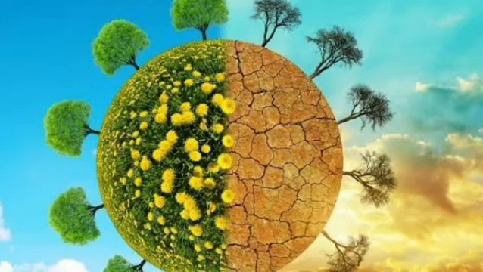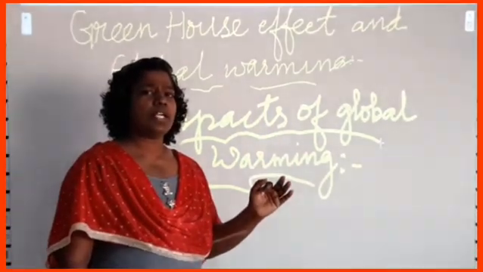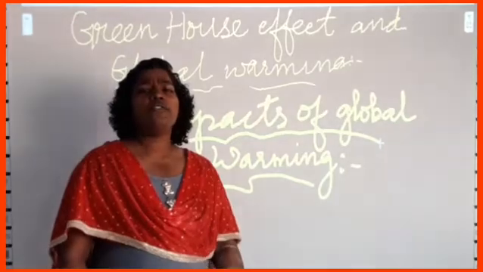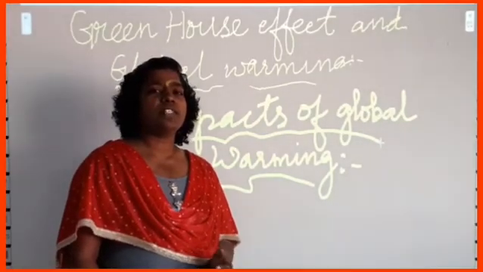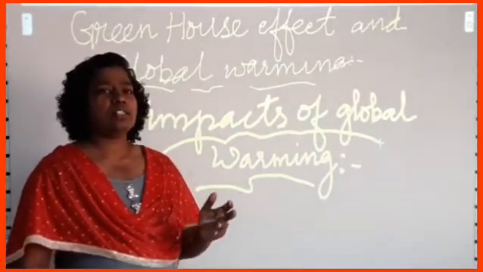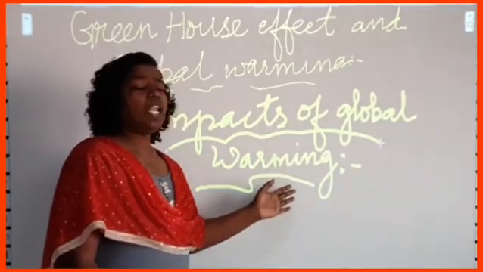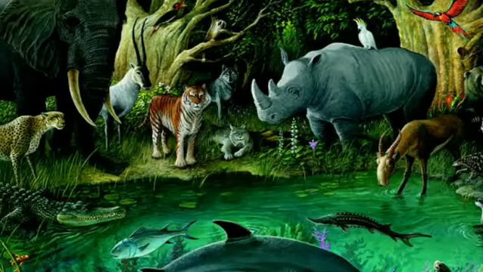And the second impact, what is the second impact? Climate change will create disruptions in the weather pattern. It may cause disturbances in the weather pattern. What is the weather pattern? We have different seasons. What are the different seasons? Summer, winter, rainy season, autumn. So different seasons are there. This climate change disturbs the weather pattern.